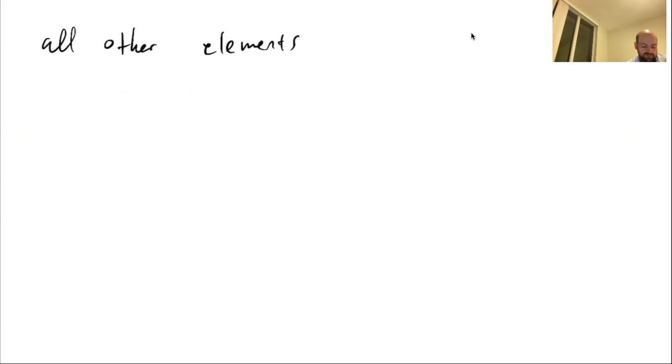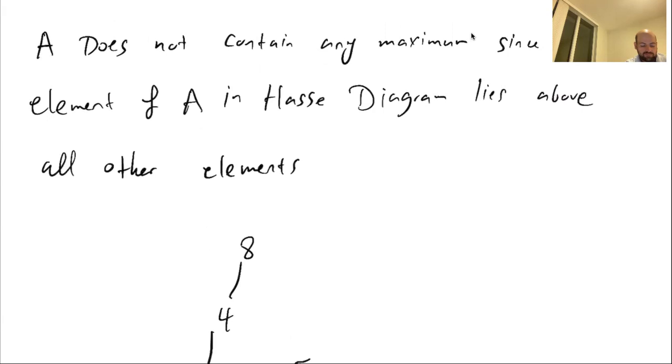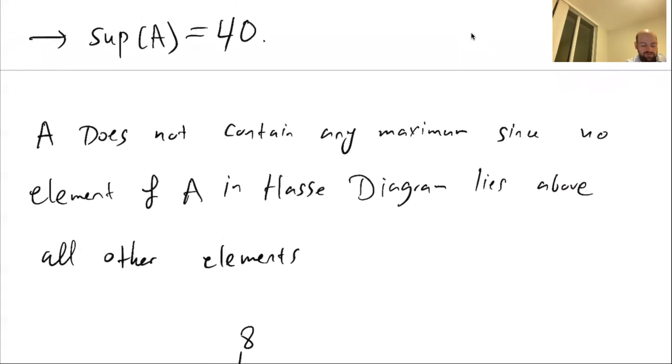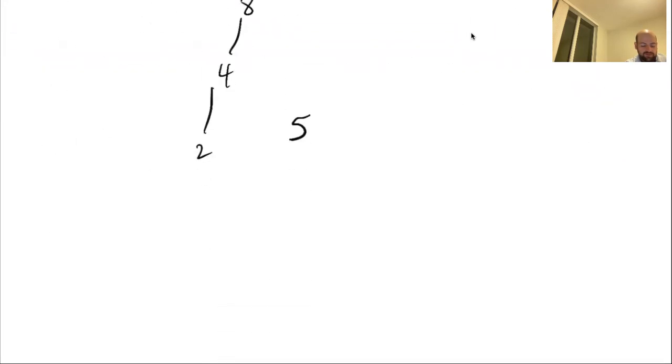Here's the Hasse diagram again, 2, 4, 8, and 5 here. But if we didn't have 5, also 8 would be a maximum, as it would be above everything. But 8 is not above 5, because 5 does not divide 8. Okay, so this is about maximum.